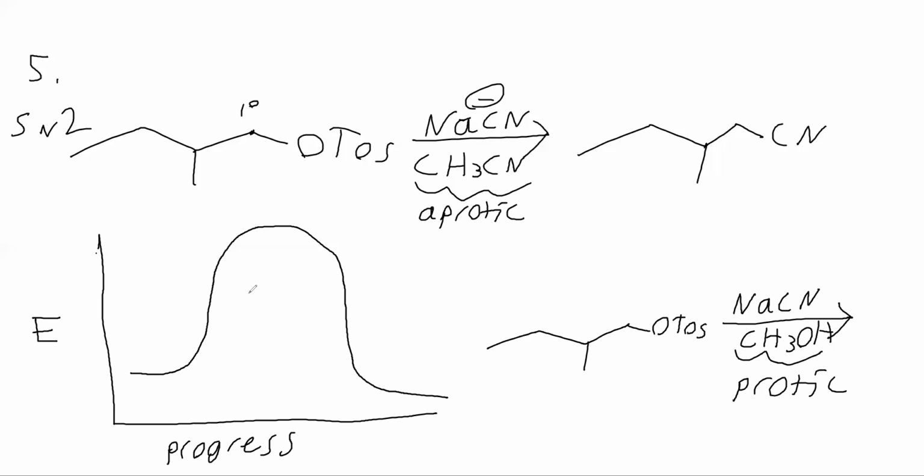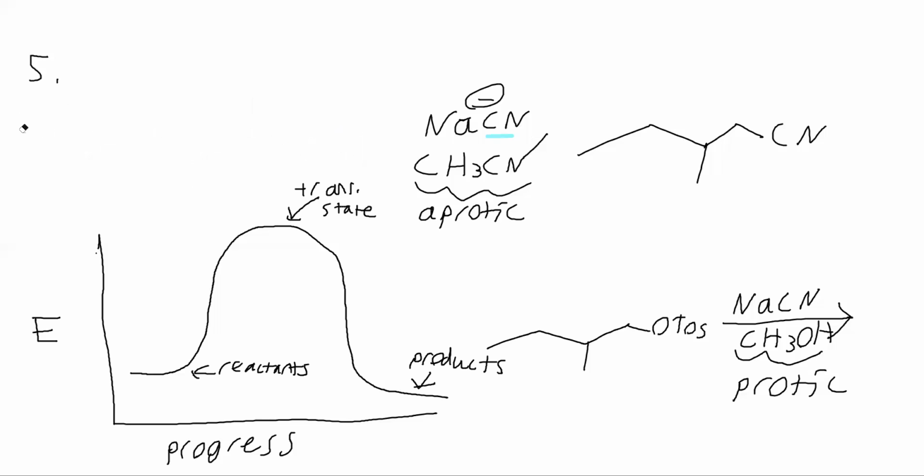Well, it's good to be able to identify some things. This at the beginning is the reactants. The peak here is a transition state. And then the ending is products. I guess I should describe why it'll be what it is. I'm going to erase this to make myself some space.